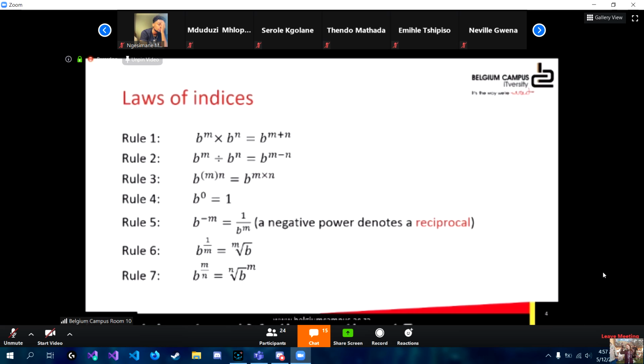Then we have rule number 5. B to the power of a negative m is the same as changing it to a fraction, which is 1 over b to the power of m. And then we have a little note there that says a negative power denotes a reciprocal.